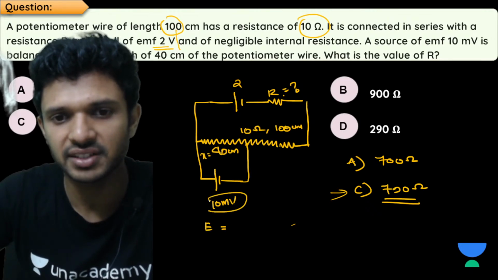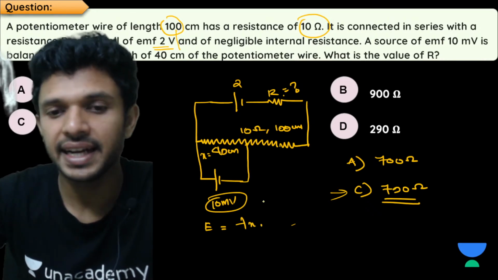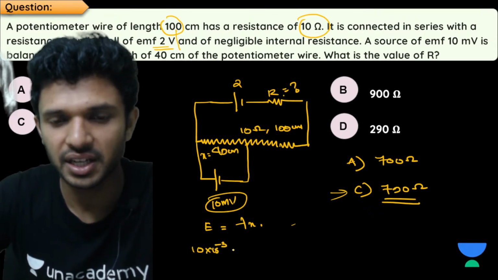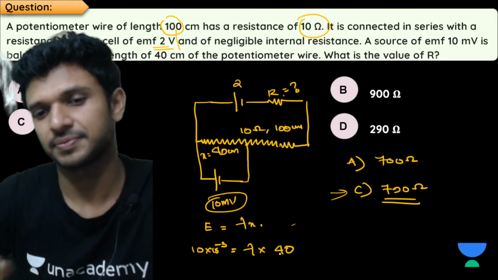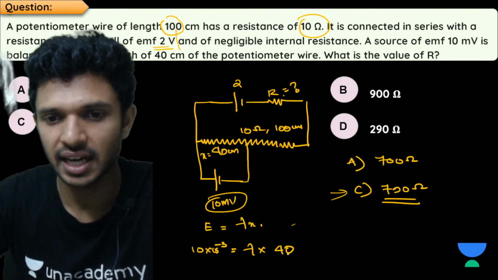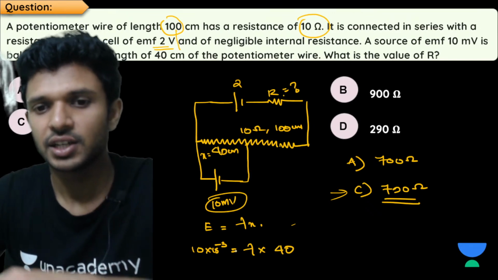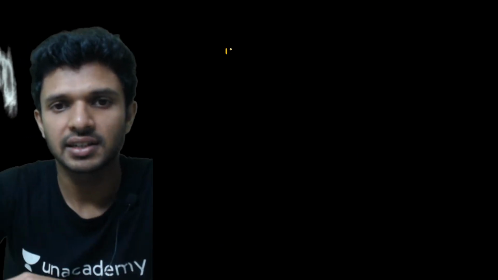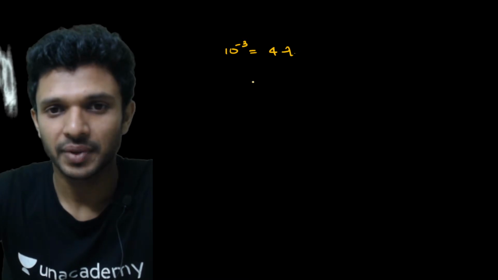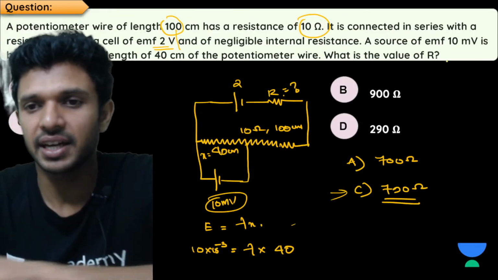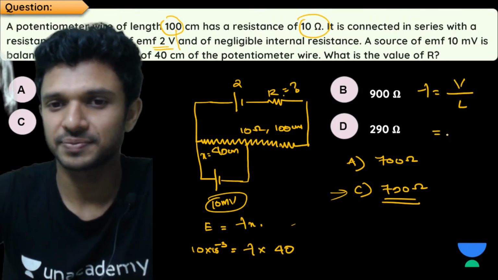The EMF external you connect is equal to lambda times x. The EMF given is 10 millivolt. So 10 into 10 power minus 3 is equal to lambda times x, and the value of x is 40. So 10 into 10 power minus 3 is lambda into 40. This 0 and this 0 will cancel, so we'll write in the next page as 10 power minus 3 is equal to 4 lambda. Tell me, what is lambda? Lambda is the total voltage per unit length.